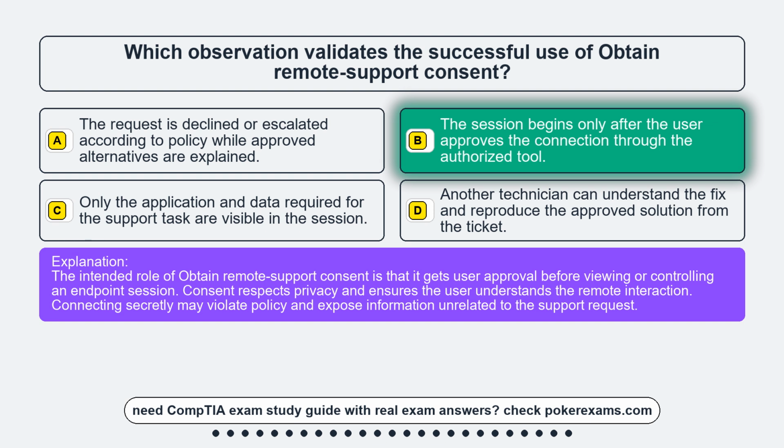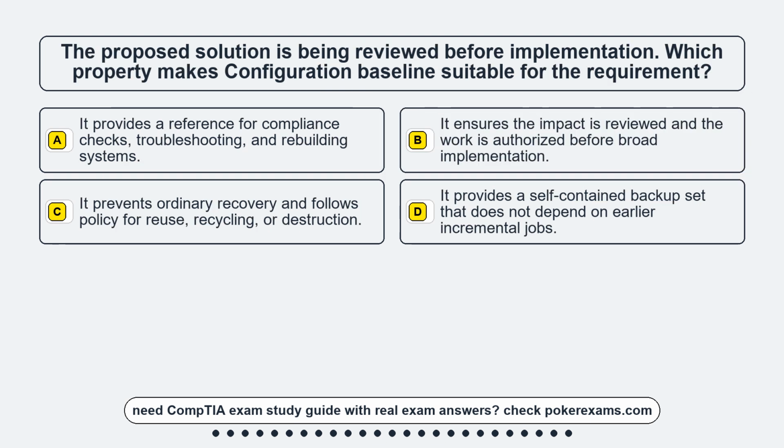Consent respects privacy and ensures the user understands the remote interaction. Connecting secretly may violate policy and expose information unrelated to the support request. Question 14. The proposed solution is being reviewed before implementation. Which property makes configuration baseline suitable for the requirement?